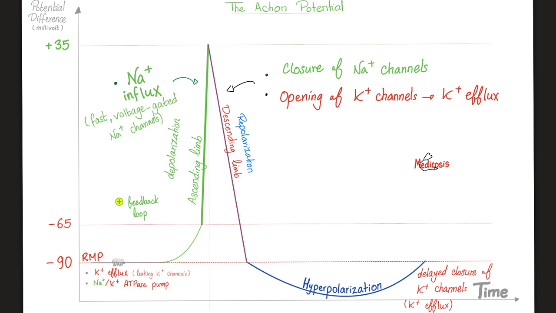Sodium channels are fast. They are fast at opening and fast at closing, but the potassium channels are slow. They are slow at opening, slow at closing. Slow at opening. That's why the descending limb, the potassium limb, happened after the sodium limb. Slow at closing. That's why they overshoot.